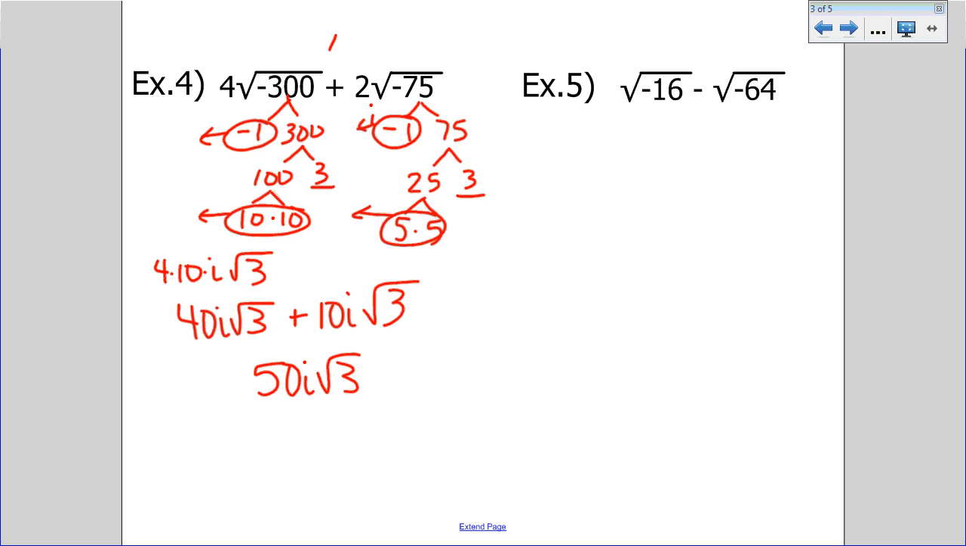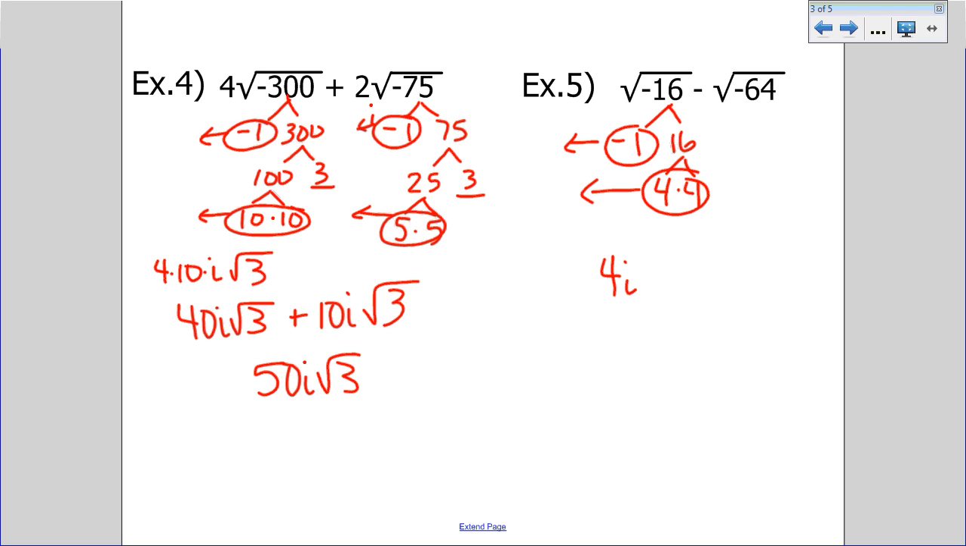Because it's adding, we're simply going to split it in half and do each part, and then combine at the end for that adding. Subtracting is going to look the same. This is -1 times 16. This is coming out. This is 4 times 4, so it's this perfect square coming out. So I'm going to have 4i.